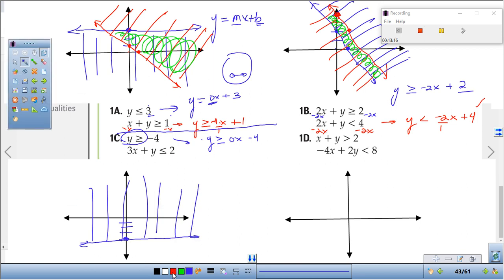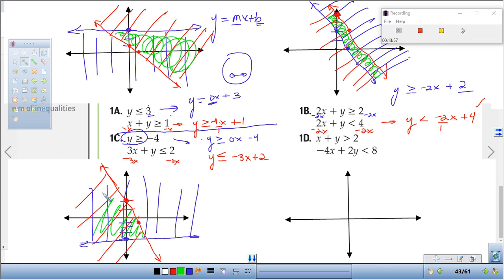Cool. Let's try this next one over here. Gives me minus 3x, minus 3x. So it'll give me y is, look at the sign, plus 2. So I'm going to go up 1, 2. Slope down 3, 1, 2, 3 over 1. Okay, draw my line through there. Ooh, and it is solid. Once it's solid like that, I'm going to shade below. Final answer would be this area. Cool. All right, we're good.